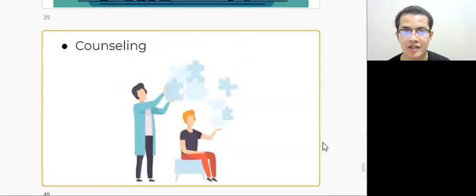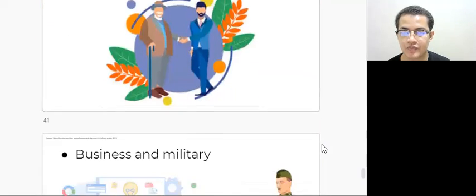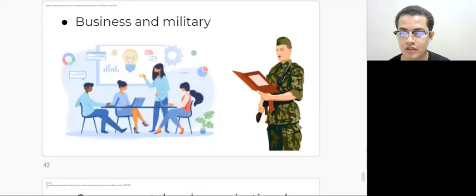Now we also have business and military settings. Business and military settings may include the use of achievement, aptitude, interest, as well as motivation and other tests involving employment and decisions to hire individuals, related to decisions regarding promotions, transfer of job, satisfaction, and eligibility for further training.